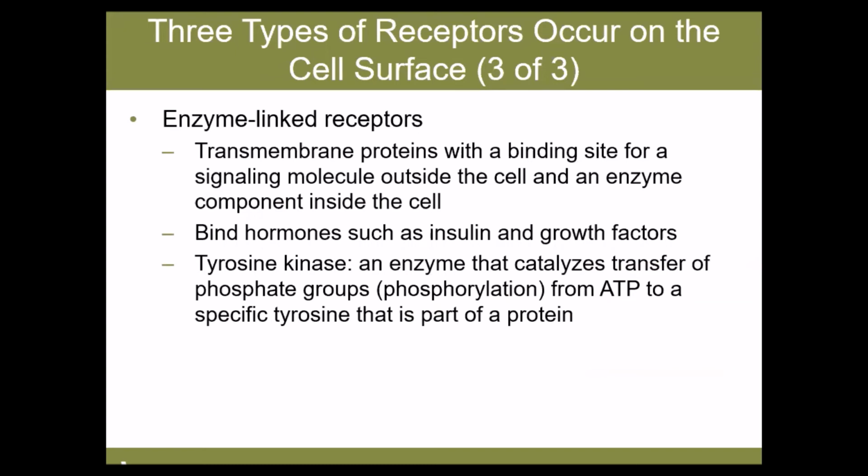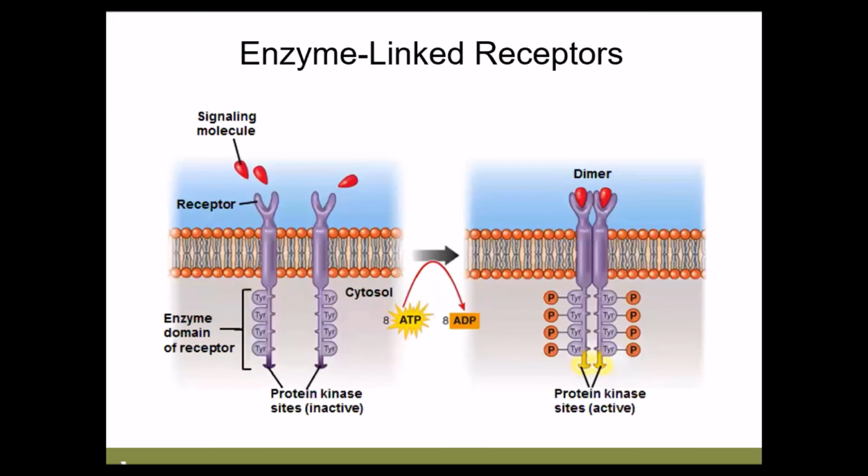Then the enzyme-linked receptor is similar to a G protein type format. You still have a transmembrane protein, a protein receptor that goes through the membrane, with a binding site for a signaling molecule outside the cell, just like before. But this is linked to an enzyme directly inside of the cell. A good example of this is how insulin and some other growth factors work. Let's look at this example here.